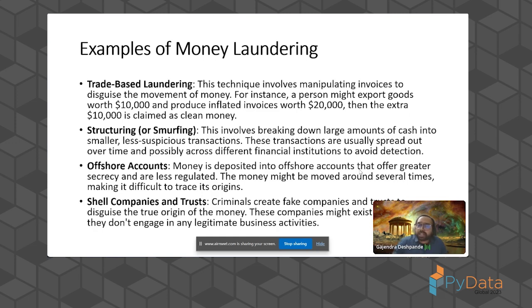The next one is offshore accounts. Money is deposited into offshore accounts that offer greater secrecy and are less regulated. The money might be moved around several times, making it difficult to trace its origins. Then there is another way. Some people may establish shell companies or fake companies or trusts. Criminals create fake companies and trusts to disguise the true origin of money. These companies may just exist on paper, but they don't engage in any legitimate business activities.